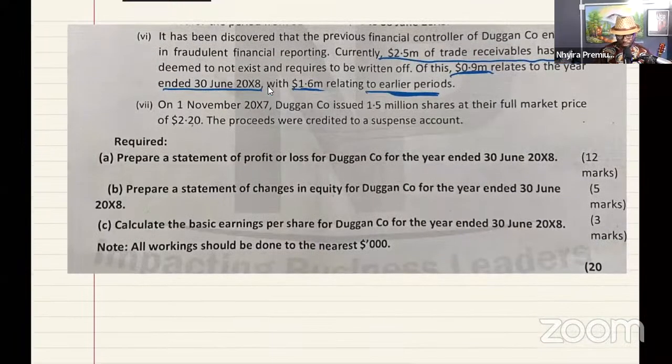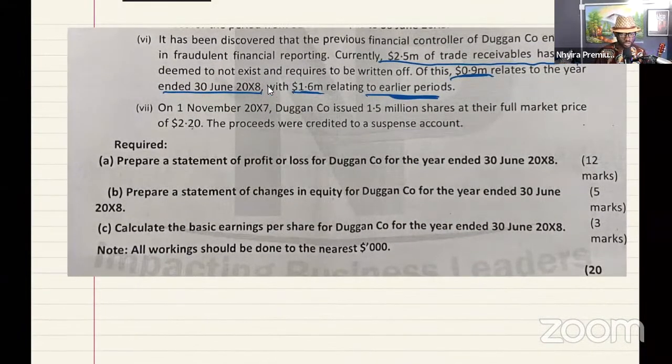Then the second footnote is on October 2017, Dugan Co. issued 1.5 million shares at full market price. The proceeds were credited to suspense accounts. Now, they are not supposed to put the proceeds into the suspense accounts, so we have to remove the proceeds from the suspense accounts. So 1.5 million shares by 2.2, that's going to be 3.3.